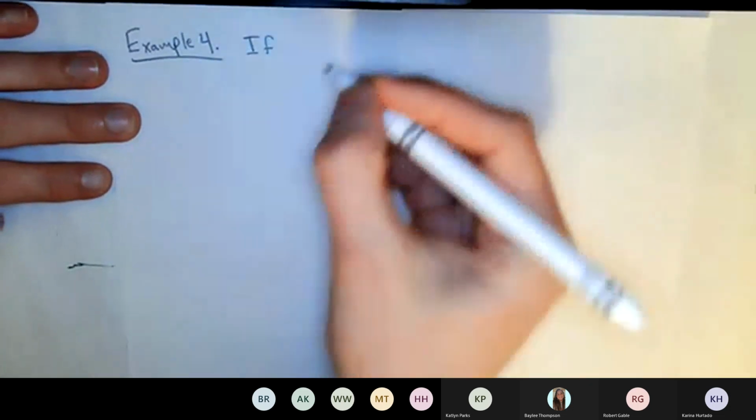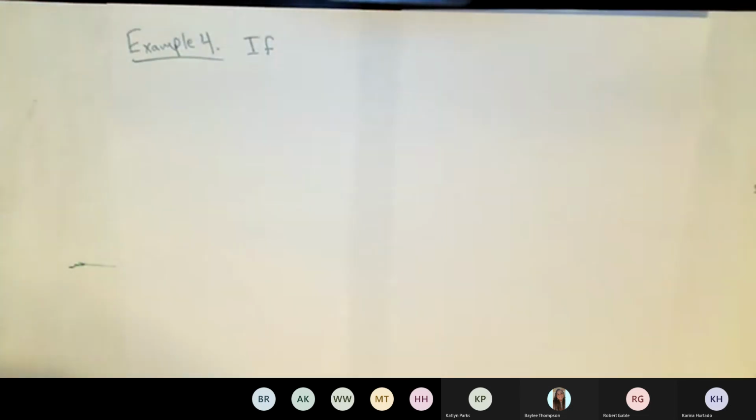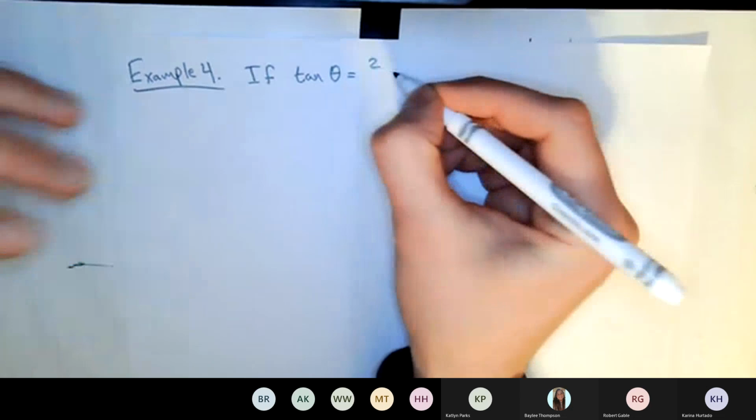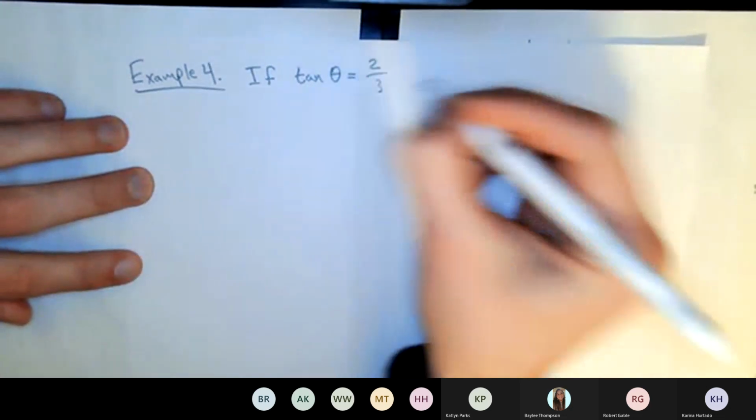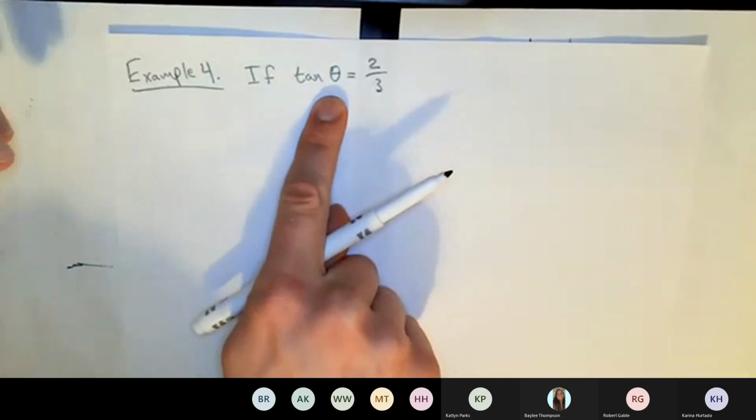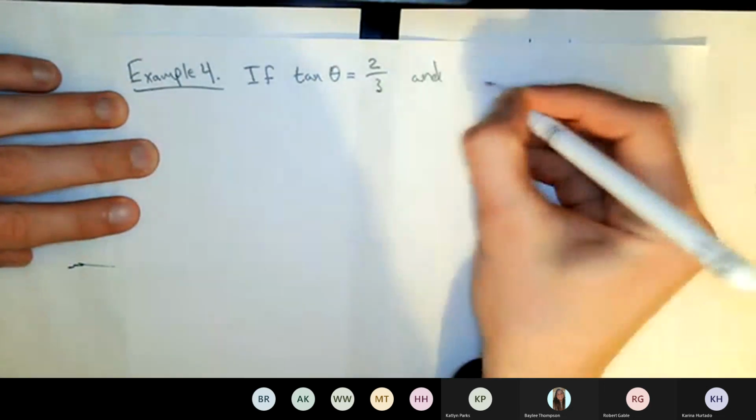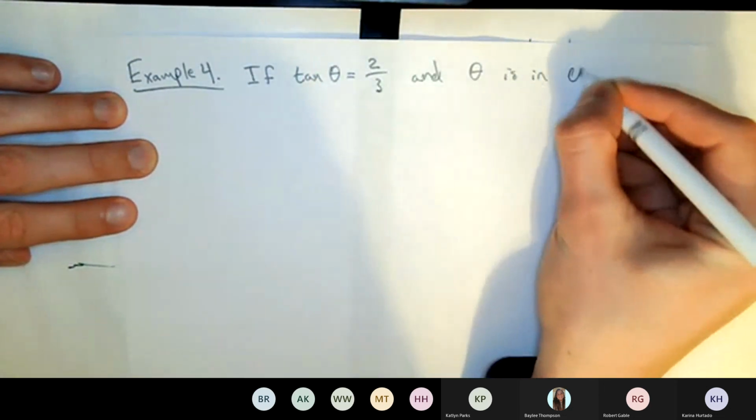Here is a classic problem that you will be asked on homework and exams. Example 4. Classic problem where you're given a trig function output, but not the angle. So remember, a trig function takes as input an angle and outputs a ratio of sides. So what if you're given the output of some trig function like this, but not the angle? And I also tell you that the angle is in quadrant 3.